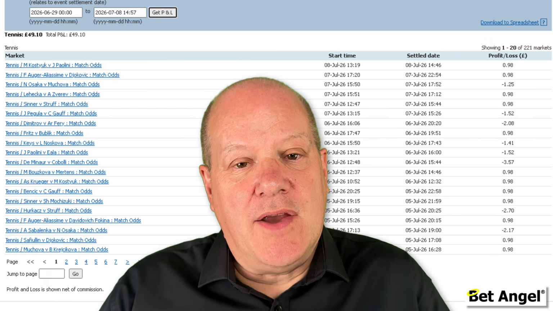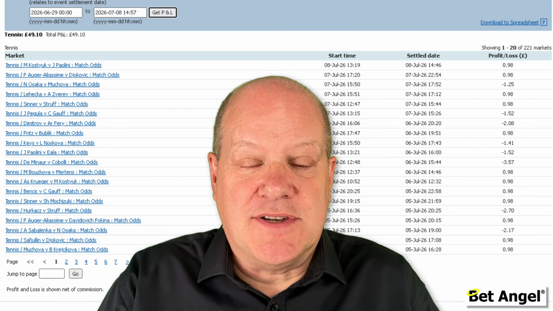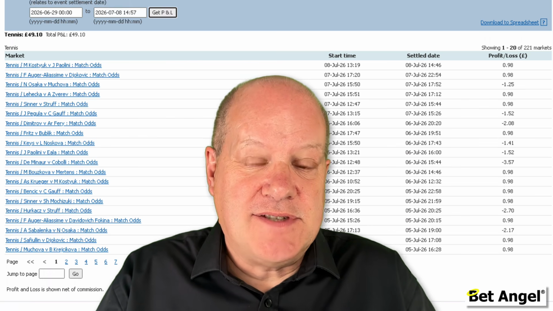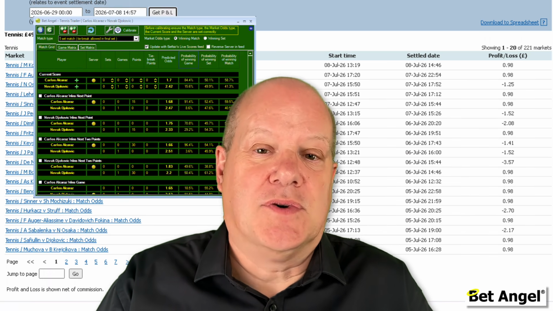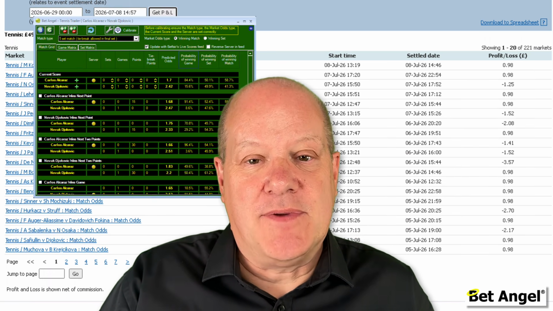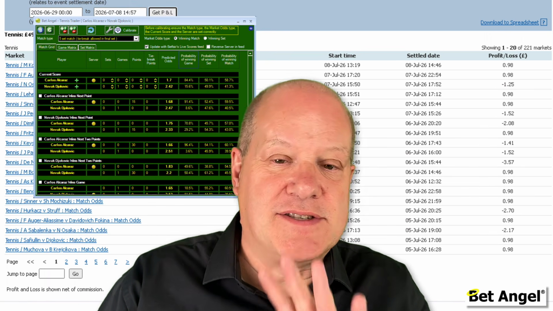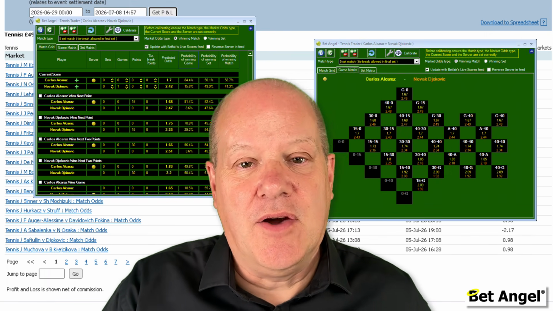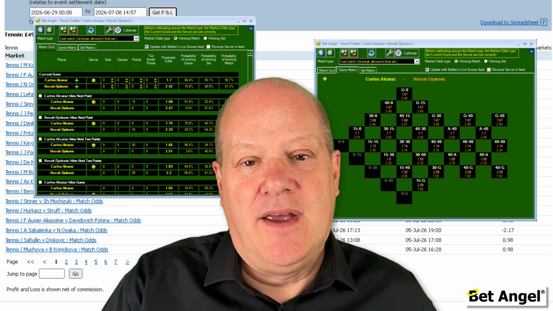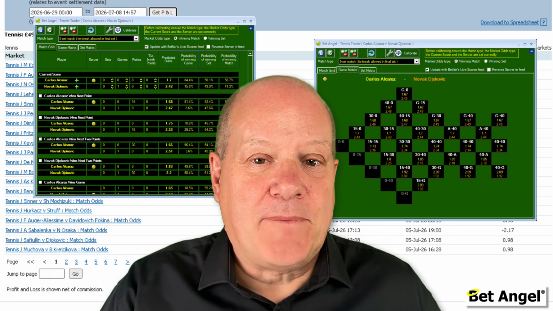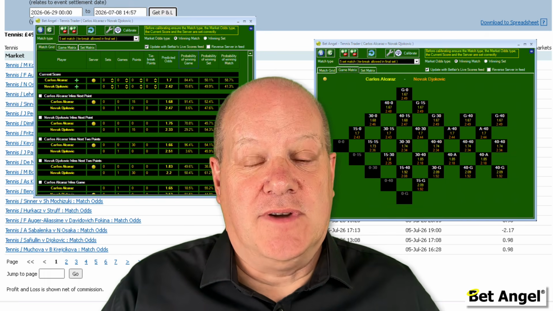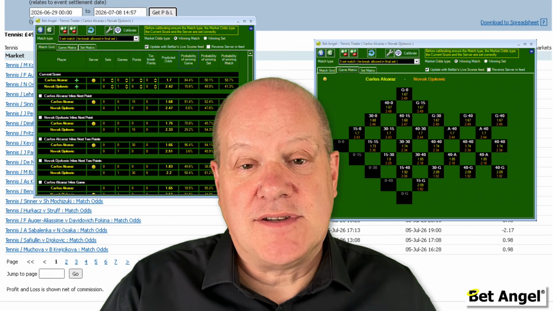But also, one of the advantages of using BetAngel is we do have some really good tennis tools in there. So you can get live scores, you can see what's happening within a match, you can plot that, you can understand where a match is likely to go and what the odds are likely to be and so on, all of those wonderful things. So I do use that to its full extent, and I suggest you use that too.